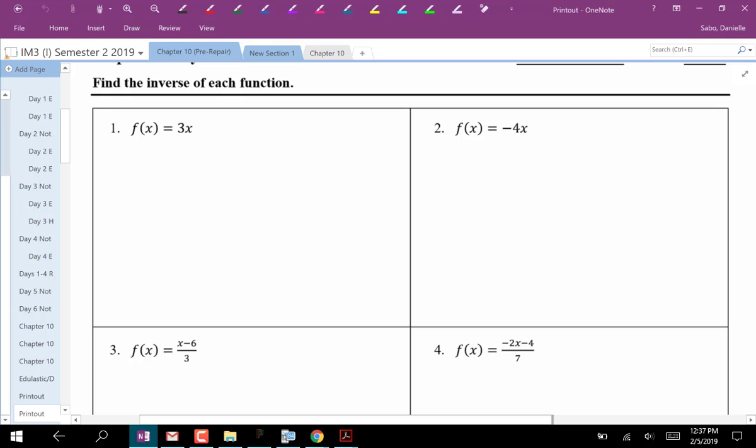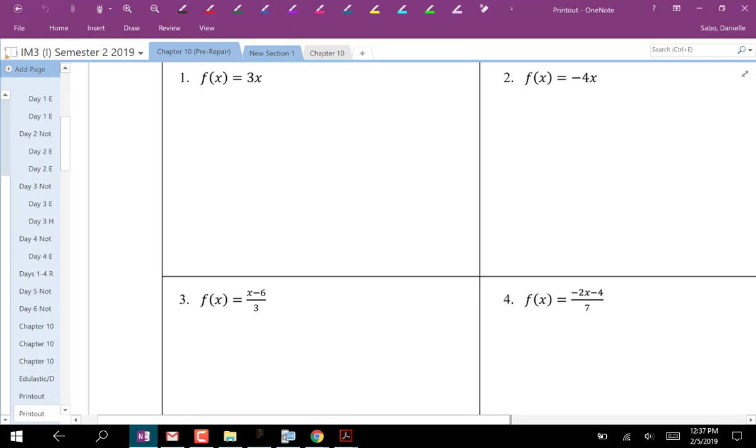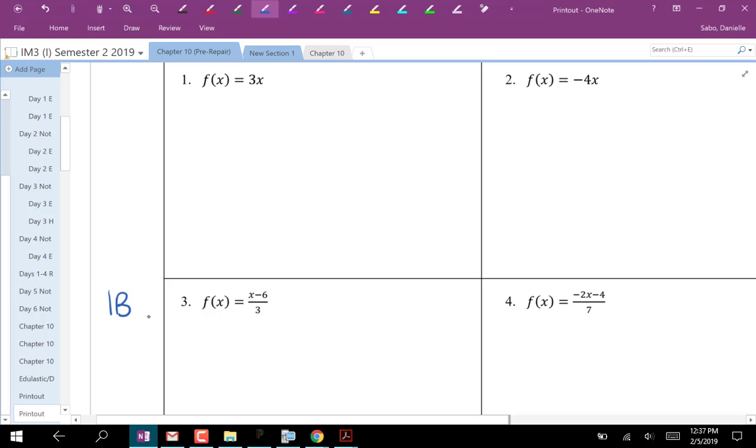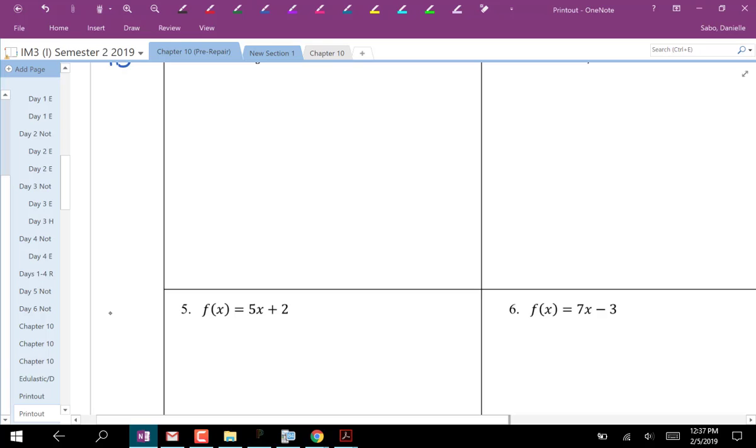Which ones did you say you're going to go over? I'm going to go over 1 and 4. If you want to start other ones, you can. But 3 and 4 go with 1B on your notes. So if you look at your notes for 1B, 3 and 4 go with 1B. And then 5 and 6 go with 1A, just in case you wanted to look at your notes.